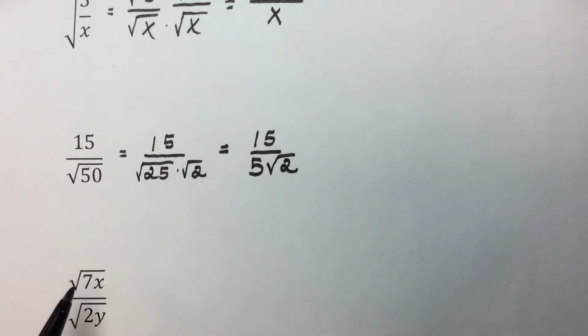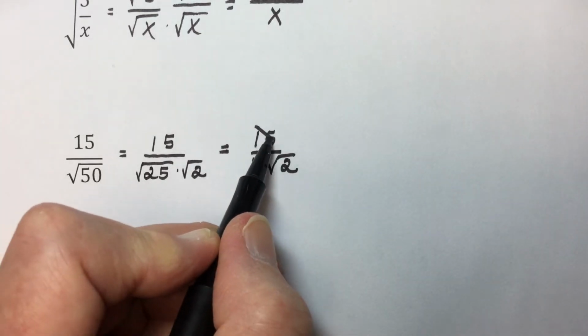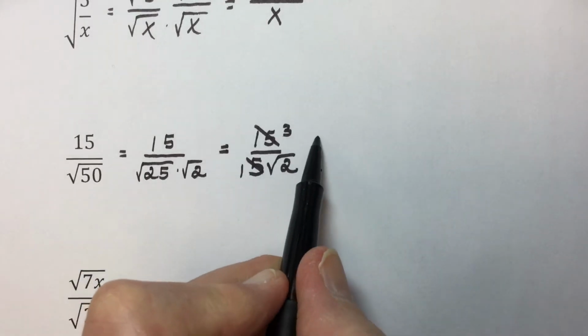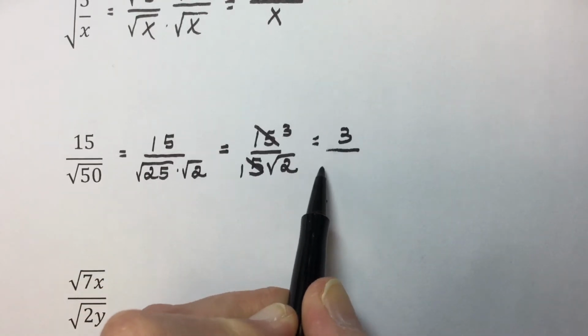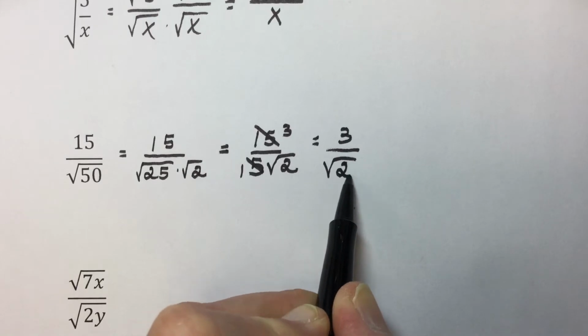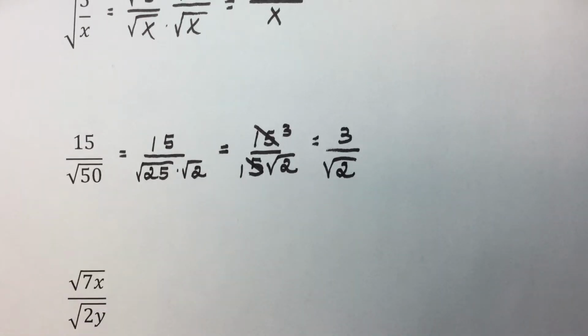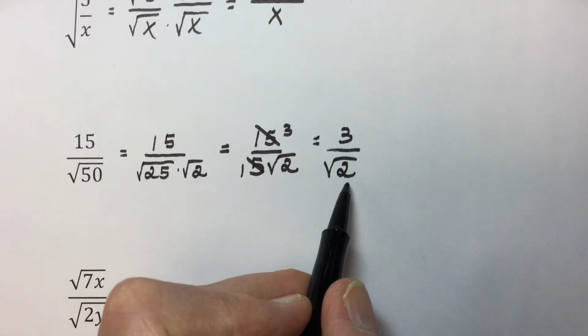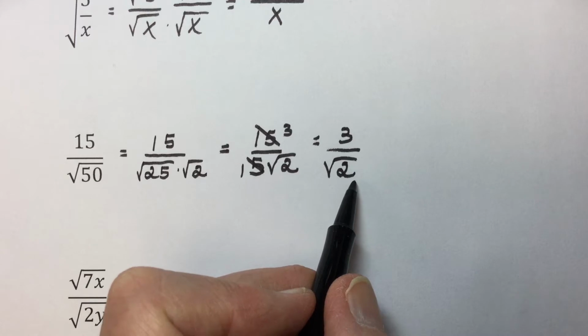Looking at our rational expression, we can reduce this. We have a common 5 in the numerator and the denominator. 15 divided by 5 is 3. 5 divided by 5 is 1, leaving us with 3 over the square root of 2. We have an irrational number because of that square root of 2 in the denominator. To rationalize the denominator, just as we've done in the previous two examples, we will multiply by an expression that will give us a perfect square.